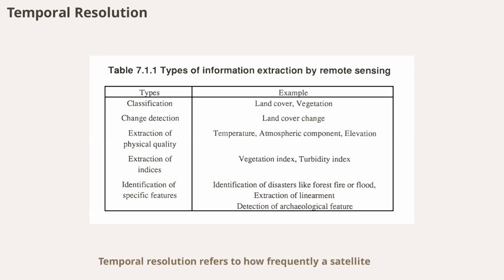Temporal resolution refers to how frequently a satellite sensor can capture images of the same area. This is important for monitoring changes over time, such as crop growth, forest cover, or urban development. Some satellites can revisit the same location every few days, while others may take weeks. High temporal resolution is especially valuable for applications like disaster monitoring or agricultural management, where timely data is critical.